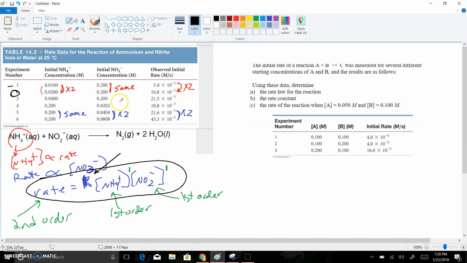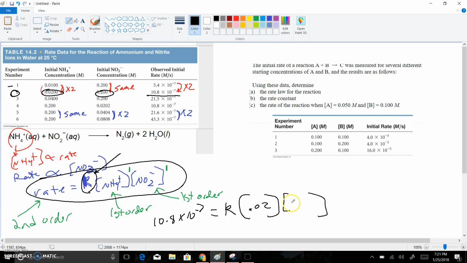And I'm going to plug and chug in the numbers. So I'm trying to find, if I know the rate, it tells me the rate right here, is 10.8 times 10 to the negative 7. That equals K, that's what I want to solve for, K, the rate constant, times the concentration of NH4, 0.02, times the concentration of NO2, 0.2. And if I plug and chug all these numbers, I'll get a K value of 2.7 times 10 to the negative 4. That K value will be the same no matter what. If I want to take lane 6, it'll still have a K value of 2.7 times 10 to the negative 4. If I want to take lane 4 and plug and chug in those numbers, it'll still be 2.7 times 10 to the negative 4 every time.